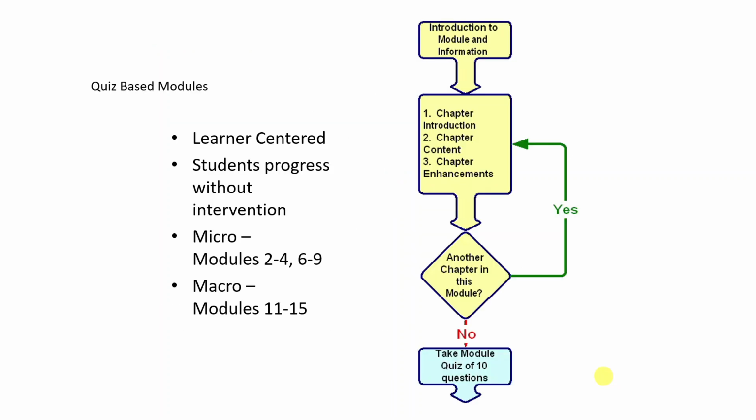Now, what does each module look like? I'm talking about only the quiz-based modules now. You're going to go through the content, as I showed you in the first video, and you'll find an introduction to the module and some information, and then chapter content and chapter enhancements. Then you ask, is there another chapter in this module? In most cases there are 2 or more chapters, so yes, you go back up and repeat it, and at the end, you take a module quiz of 10 questions. Modules up through 9 are our microeconomics modules, and modules 11 through 15 are on macroeconomics.